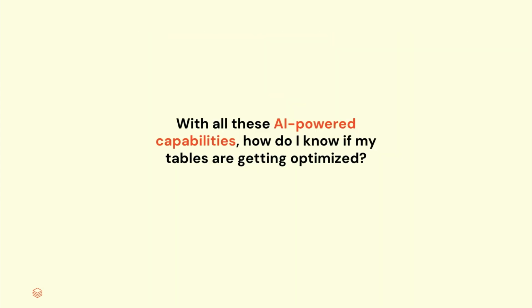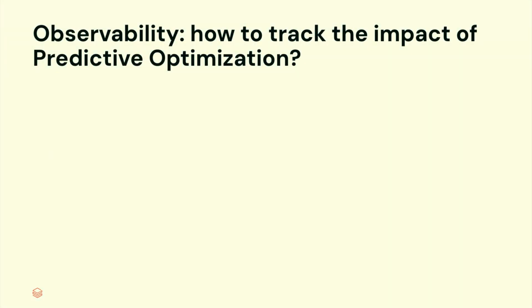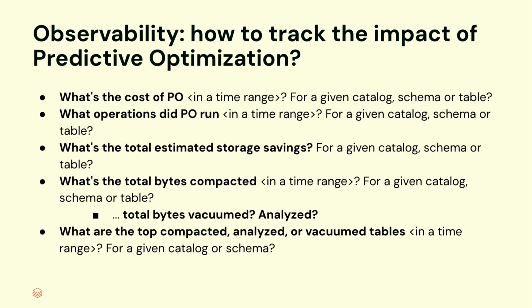But with all these AI-powered capabilities, you might be wondering, how do we keep track that predictive optimization is actually doing a good job? This is why we're making significant investment in observability, to give you the best confidence as part of your data intelligence journey. First, let's see some of the questions you might want to ask about predictive optimization. You might be wondering, what is the cost of running predictive optimization? What operations do we actually run? What is the total estimated storage cost savings from turning this on? What are our total bytes compacted, clustered, vacuumed, and analyzed? And of course, what are some of the top tables that were compacted, vacuumed, clustered, and analyzed?